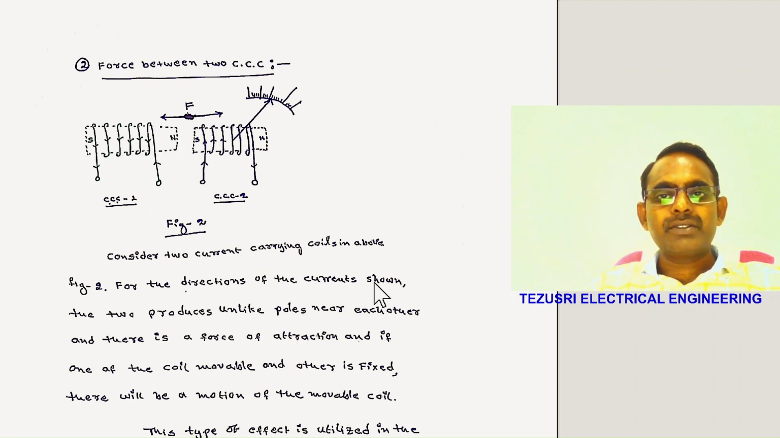For the direction of current shown, the two current carrying conductors produce unlike forces near each other and there is a force of attraction. If one of the coils is movable and the other is fixed, there will be a motion of the movable coil. This effect is utilized in electrodynamometer type wattmeters.